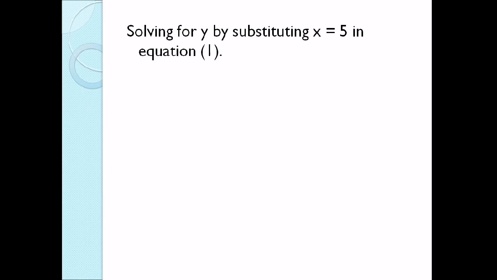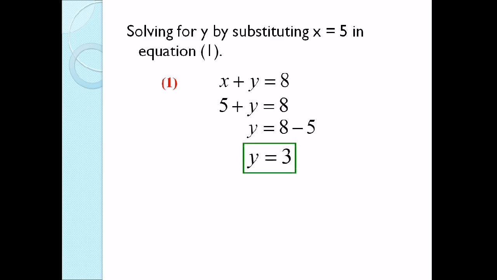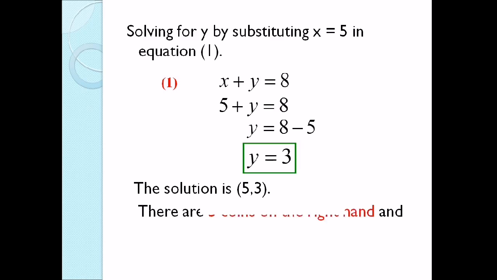Then we need to solve for the value of y by substituting x equals 5 in equation 1. So our equation 1 is x plus y equals 8. Then your x is 5, so 5 plus y equals 8. Then y equals, get the additive inverse of 5, that is negative 5. So 8 minus 5 is positive 3. The solution is (5, 3). Therefore, there are 5 coins on the right hand and 3 coins on the left hand.